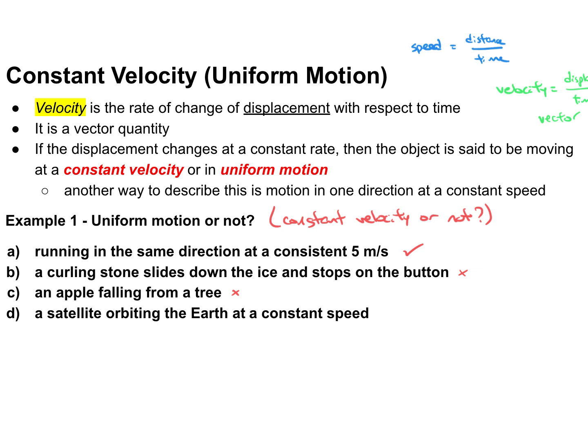And then D, a satellite orbiting the Earth at a constant speed. This one will actually be a no. Even though it's going at a constant speed, that's not the same as constant velocity, because a satellite orbiting the Earth is curving. It's going in a circle approximately, so it's changing direction all the time. So we would actually say no, it is not going at uniform motion.